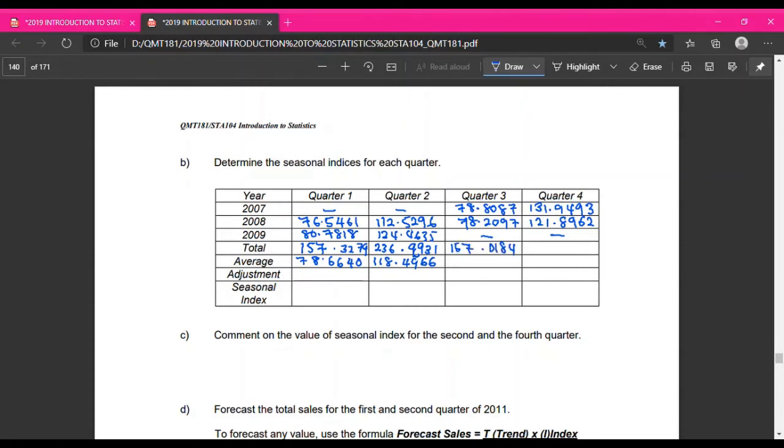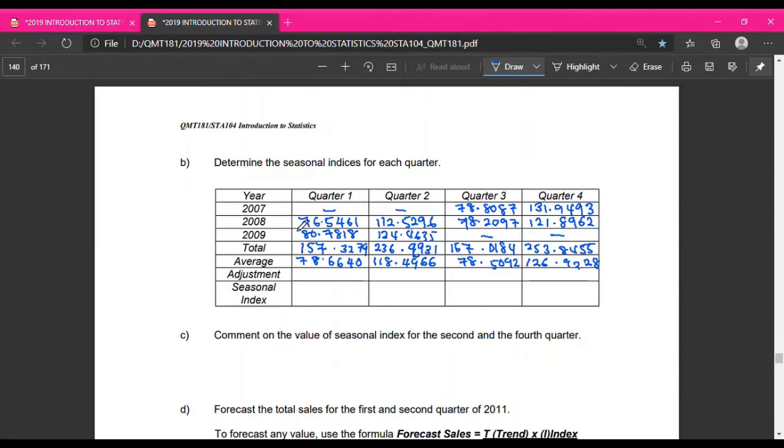$157.0184. Take the average: 78.5092. Lastly, okay, 253.8455 divided by 2. Okay, 126.9228. Okay, so kita nak cari adjustment.